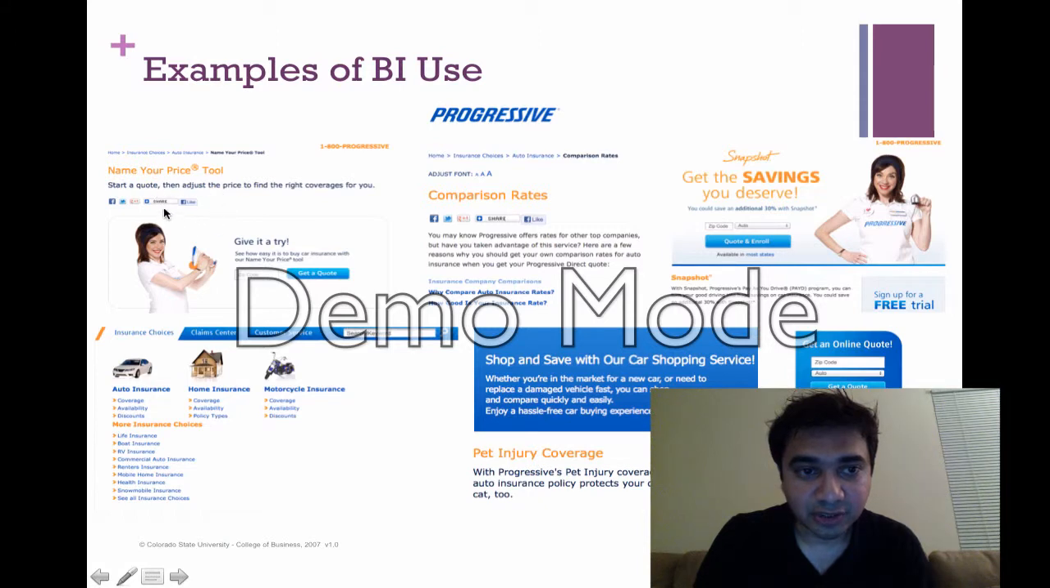If you look at the top left, there is a Name Your Price tool. It's a very cool feature which Progressive has come up with, where Progressive allows customers to name their budget. Based on the customer's budget, Progressive will crunch the data and assess the right insurance package for the customer, one that fits their budgetary needs and conforms to how much they want to spend out of pocket.